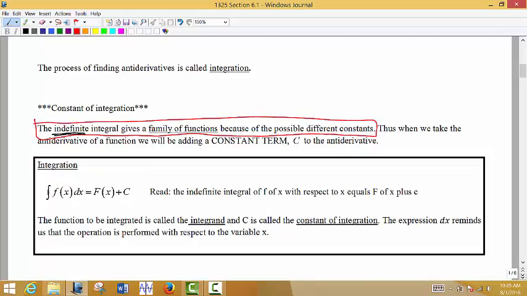Thus, when we take the antiderivative of a function, we will be adding a constant term c, so we're just going to put the letter c. We're going to add that at the end of the antiderivative to say plus some constant.